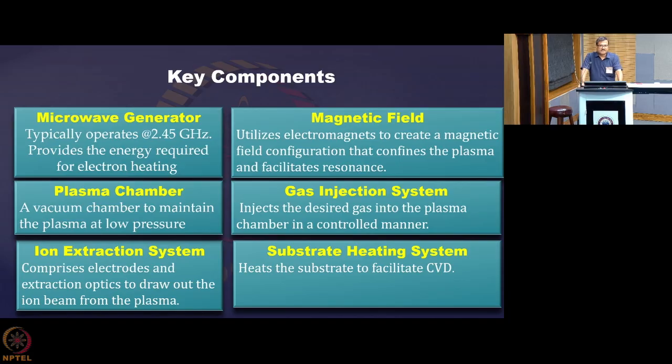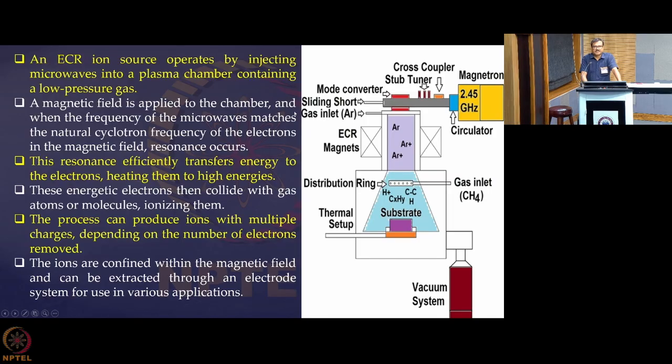Then of course there is a gas injection system which injects the desired gas into the plasma chamber in a controlled manner. So it not only uses the plasma gas. One gas is over here which you are using to produce the plasma, and there are other process gases which you are injecting through this distribution ring. There are equispaced holes in this, evenly placed. Through these holes the gas comes in and gets ionized by the plasma and produces the desired effect that you are looking for.